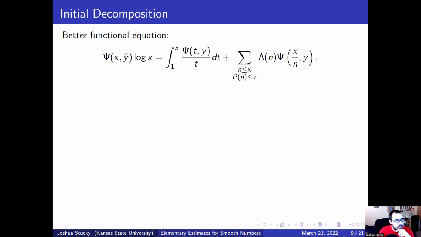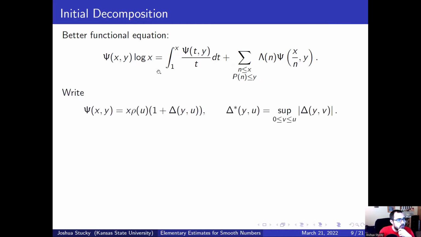So we start with the functional equation that I wrote down before: the integral plus this sum with the von Mangoldt function in it. What I'm going to do is define a new function, delta. So this delta of y, u is going to be whatever the error term is in this approximation, like psi of x, y over x rho of u, minus 1. And we want to give an estimate for that thing.